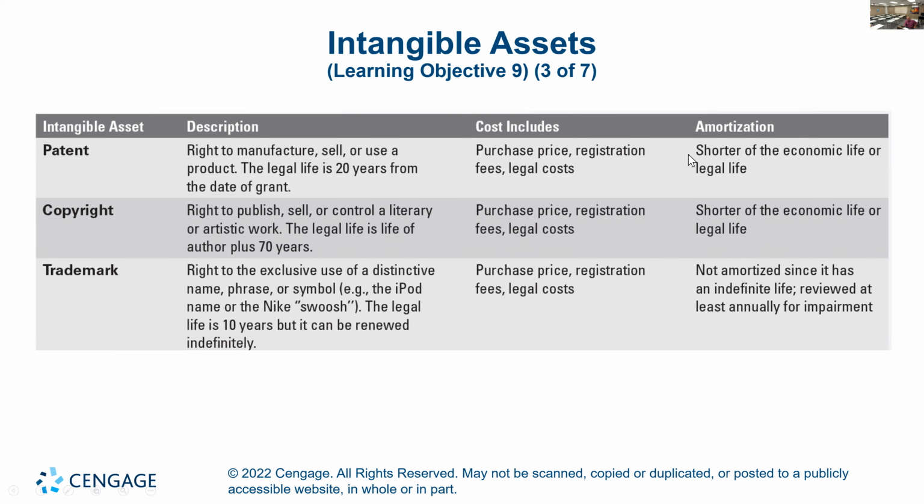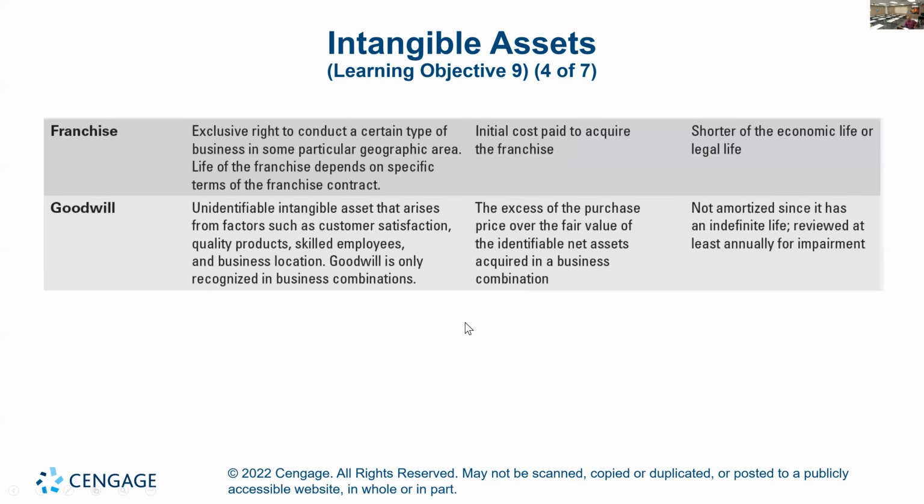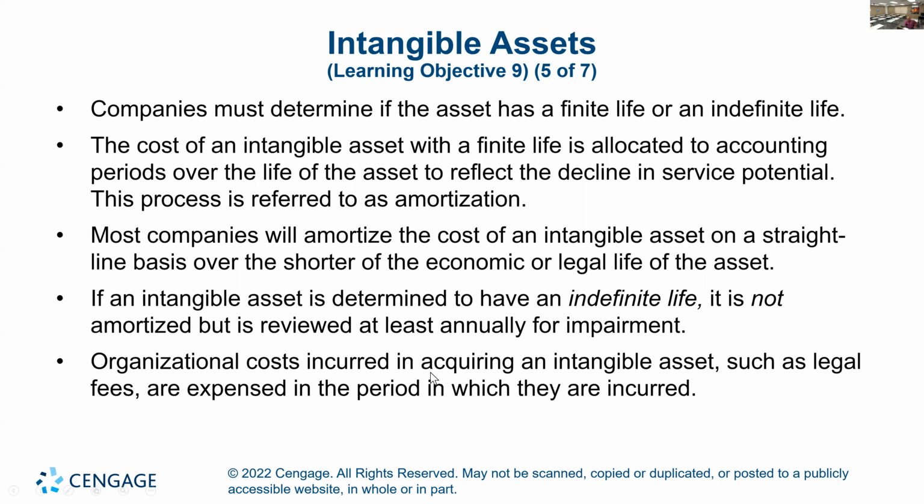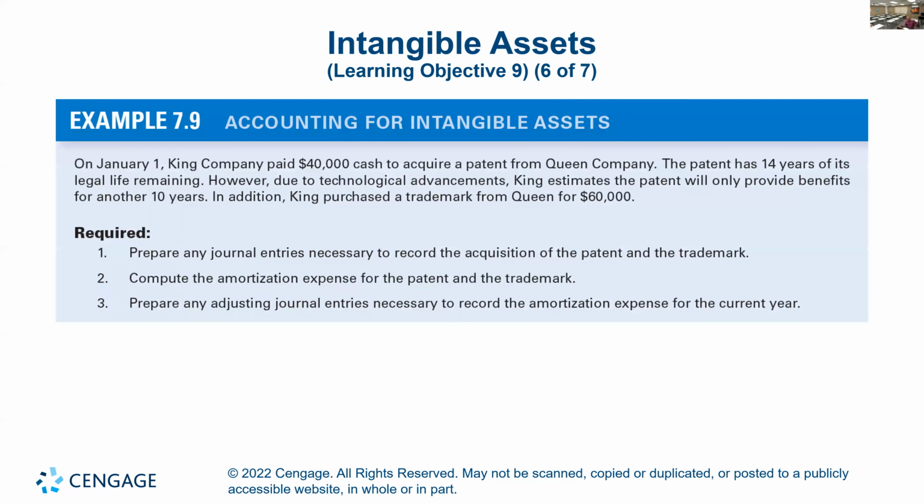Okay. If they can be taken off, they go through a process called amortization. Franchises and goodwill are not amortized. And we're not going to do a lot of the accounting on that. I just want you to know that the process is called amortization.